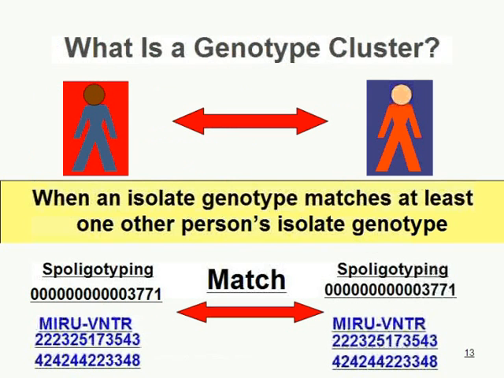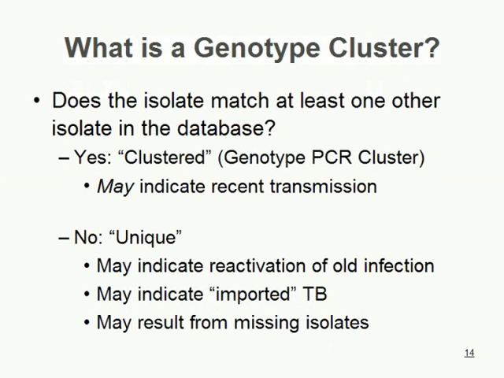So a genotype cluster, as Lauren said, is when an isolate genotype matches at least one other person's isolate genotype. And in this example, you can see that the spoligotypes and the 24 loci for MIRU match identically. What does the cluster mean? Does the isolate match at least one other isolate in the database? The answer is yes. It depends on your database, however. You might be looking at a state database, a large metropolitan area database, or a national database. And it may indicate recent transmission, but not necessarily, and we will talk about that in a minute.